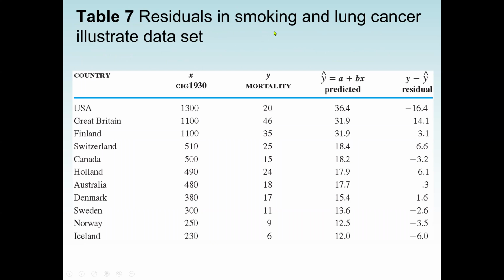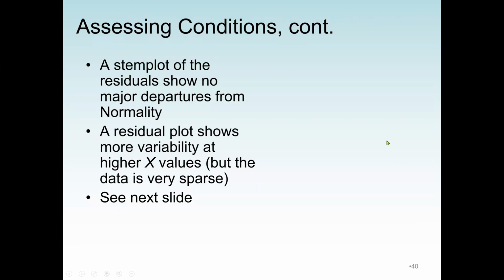So this is residuals in smoking and lung cancer. We have our data set again. X is given, Y is given. This is the prediction values. If this is the prediction value, we know the actual value of Y. The actual value of Y is 20 here. Based on the regression, the predicted value was 36.4. So we have a residual of negative 16.4. Residual is always the actual Y value minus the predicted value. We can plot both the actual Y and predicted Y, and we may see.